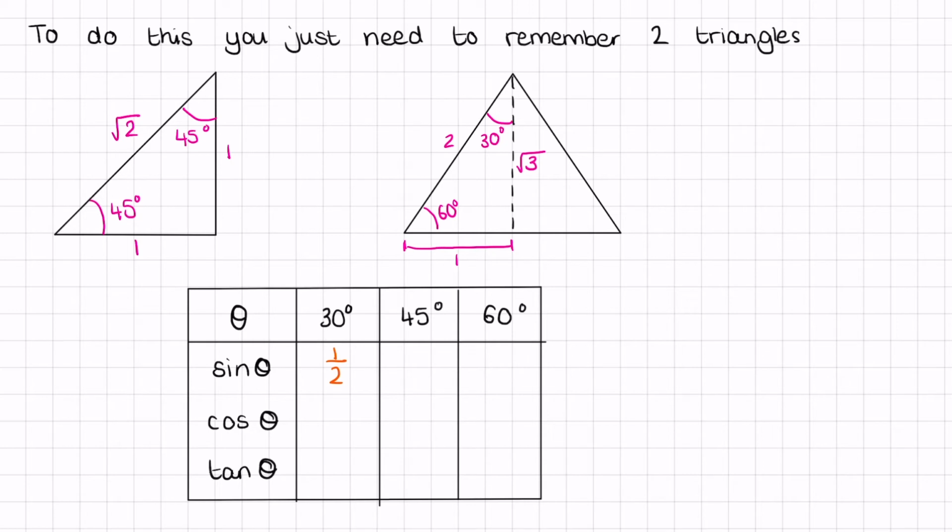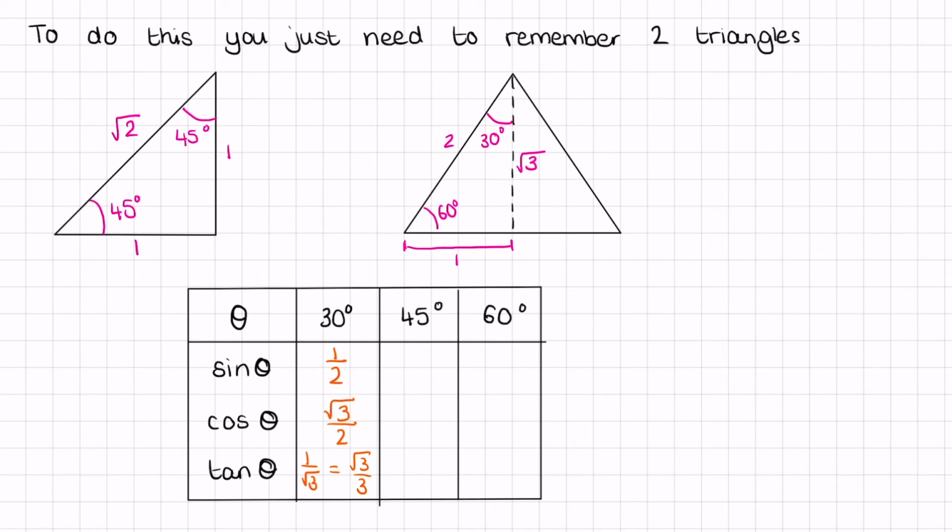Cos 30, same thing, cos 30 adjacent over hypotenuse, which means you would get root 3 over 2, and tan theta opposite over adjacent, which would be 1 over root 3. Now be aware that obviously this can also be rationalised, so you could see this as root 3 on 3 too. It just depends on the question, which way you may see it, but they both would be correct.